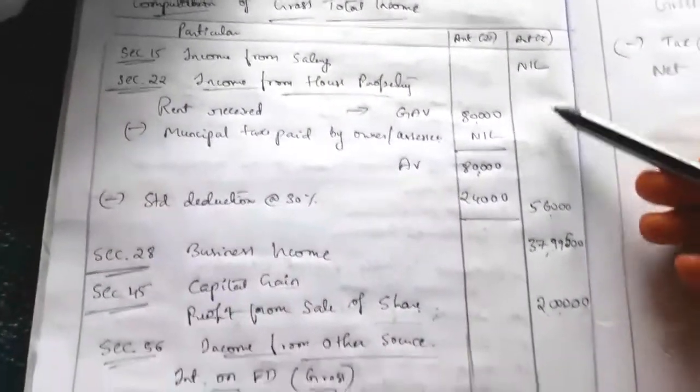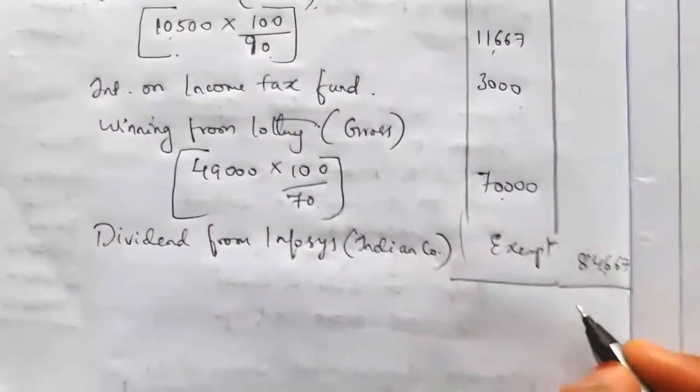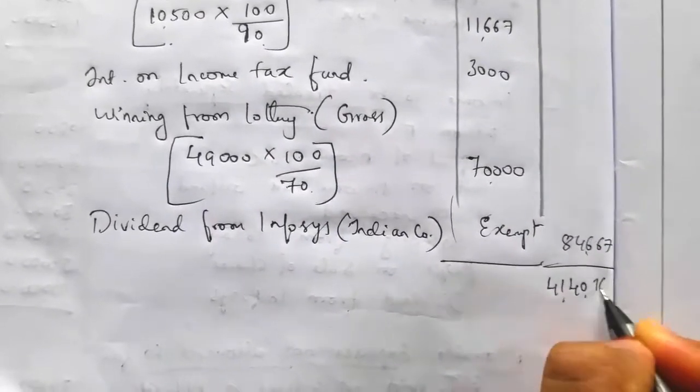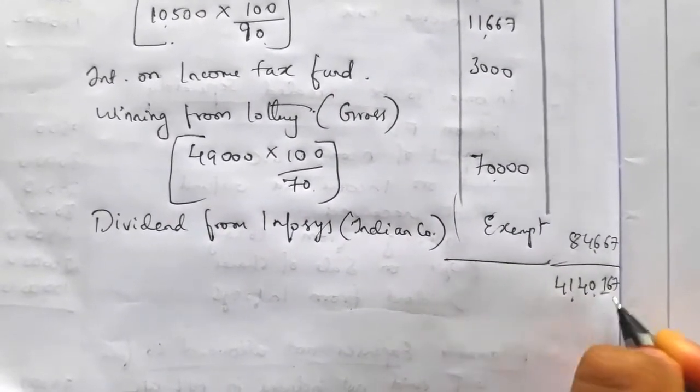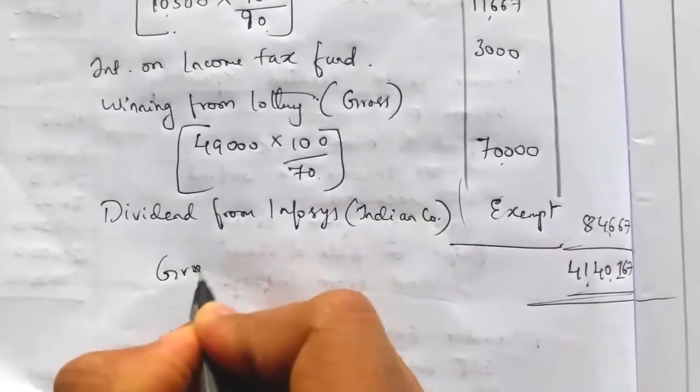So the gross total income is adding the 5 heads of income. That is equal to 41 lakh 40,167. 41,40,167 is the gross total income.